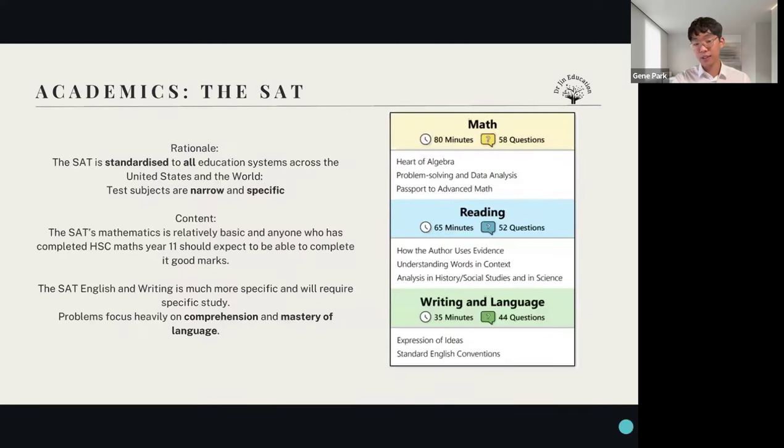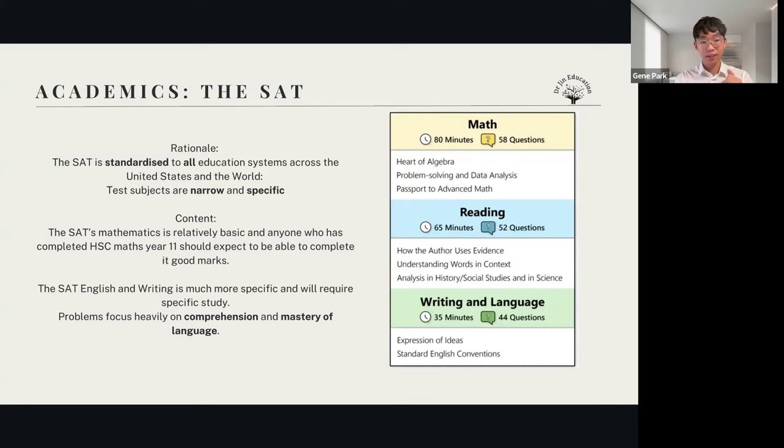Now, as for the content, it's surprisingly content light. In fact, it used to be 3 hours, and now with the digital SAT, it's actually even shorter. The reason for that is that the SAT has to be standardized to all education systems in the US and the world. In other words, despite the huge variety of education systems within the nation, the SAT has to be doable for all of them. So for that reason, the subjects tested are only two: math, and reading and writing. So essentially math and English, right?